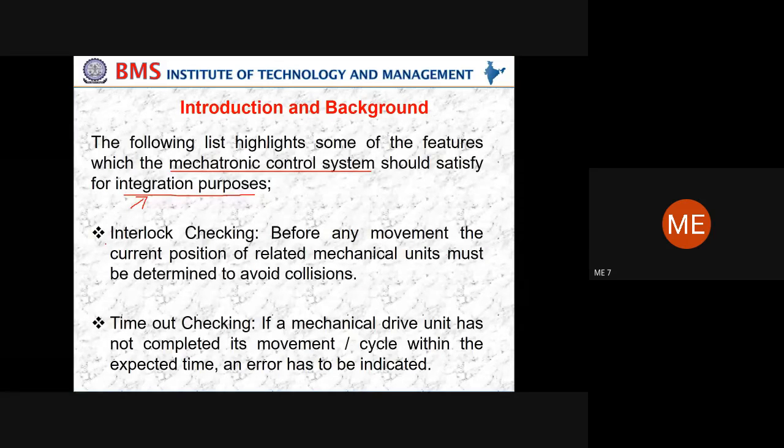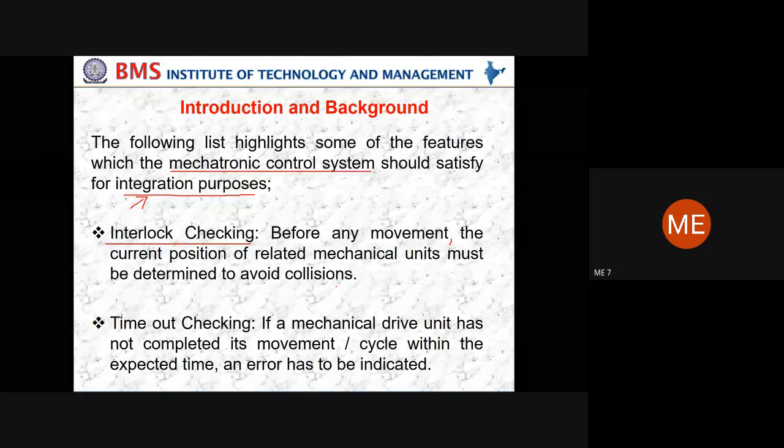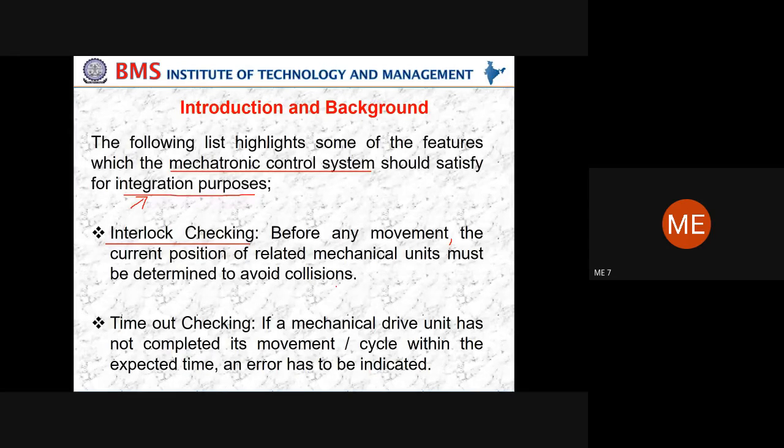Now it says interlock checking. Please understand carefully. Interlock checking: before any movement, the current position of related mechanical units must be determined, to avoid collisions. What does it mean? What is the meaning of interlock checking? The definition is that before you do any movement of the object, the current position of the mechanical unit must be determined.